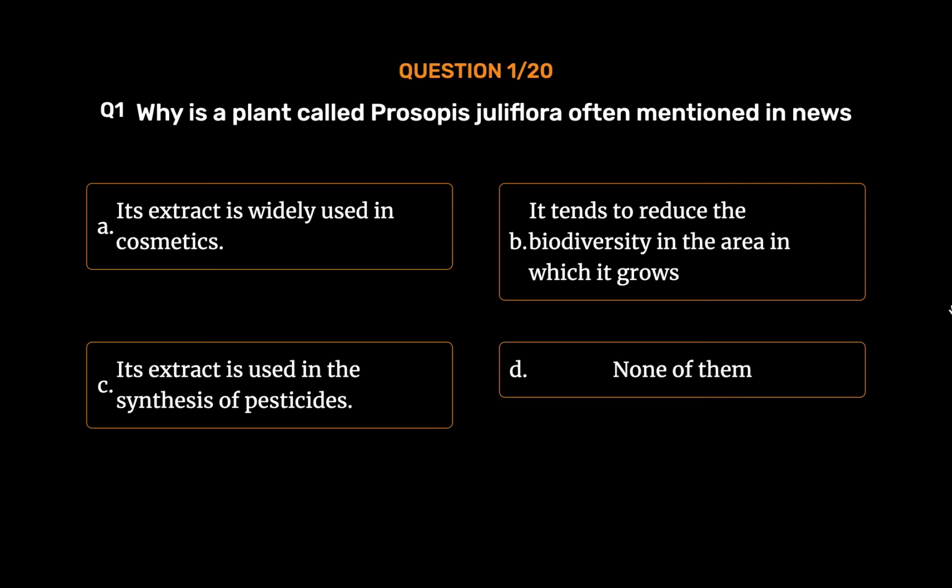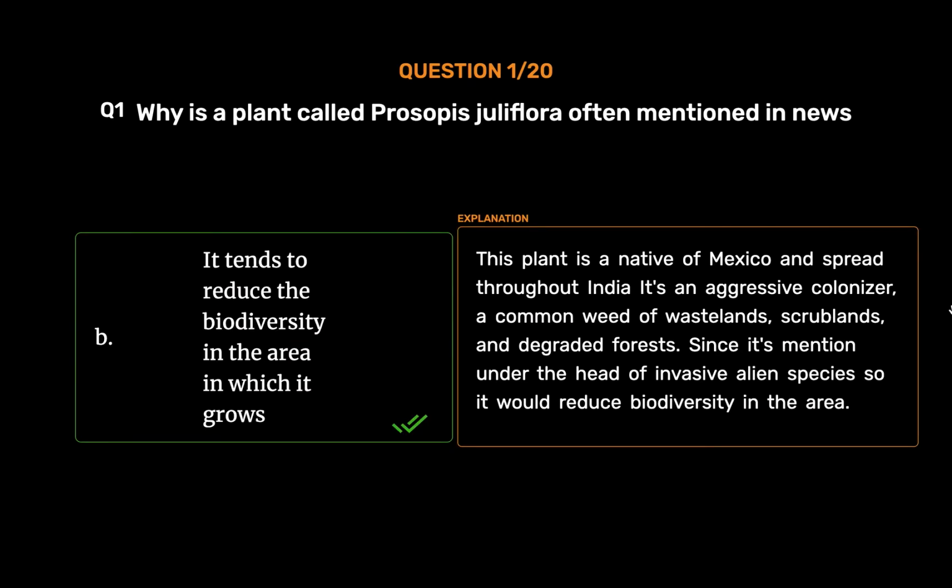The correct answer is Option B. It tends to reduce the biodiversity in the area in which it grows. This plant is a native of Mexico and spread throughout India. It's an aggressive colonizer, a common weed of wastelands, scrublands, and degraded forests. Since it's mentioned under the head of invasive alien species, it would reduce biodiversity in the area.